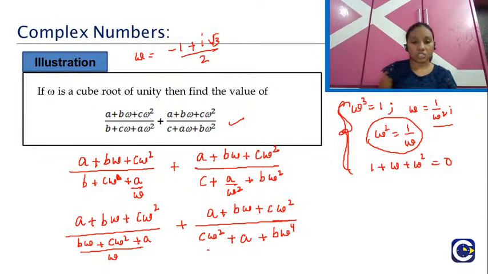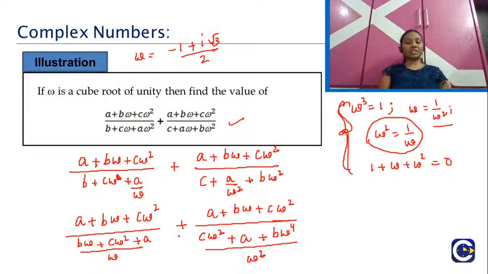Right, in the denominator I'll be having omega square as it is. So this question we have to solve based upon the given expression, by comparing the numerator and denominator. What are the coefficients of A, B and C? Based on that we have to apply our properties correspondingly.